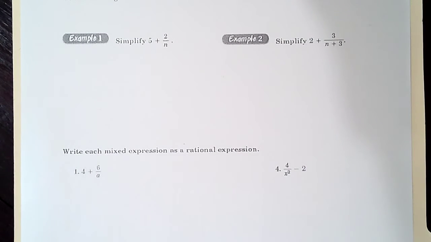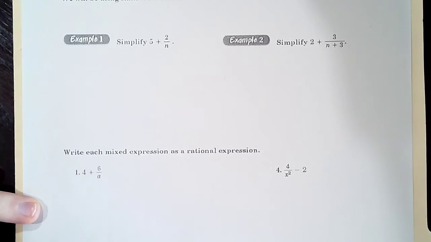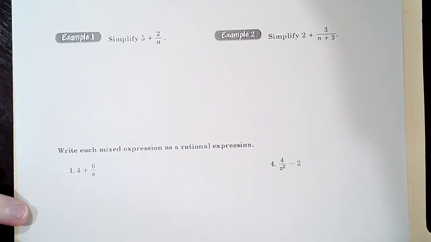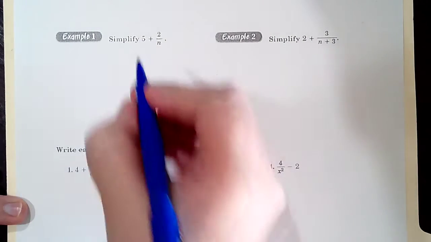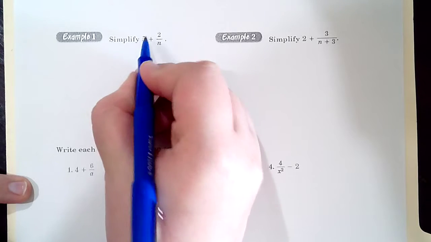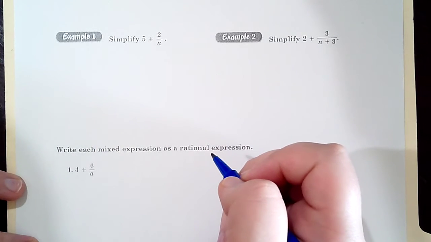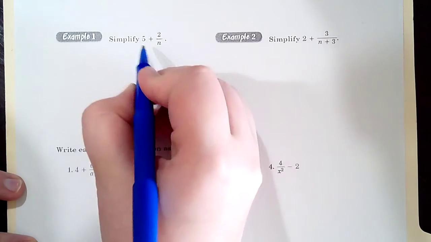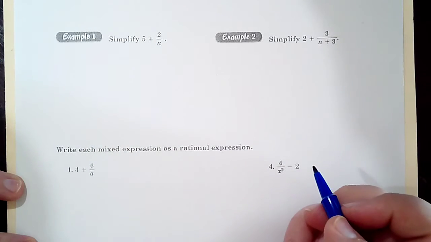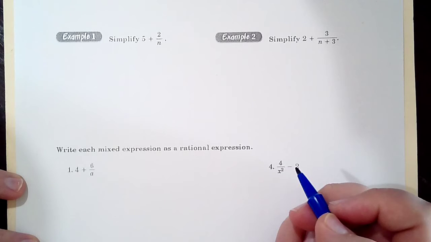First example, we have simplify 5 plus 2 divided by n. Well, we can't add things that don't have like denominators. And further, we can't even add things that aren't both fractions. So we've talked a lot about this. How can we rewrite a number as a fraction? In this case, how do we rewrite 5 as a fraction?